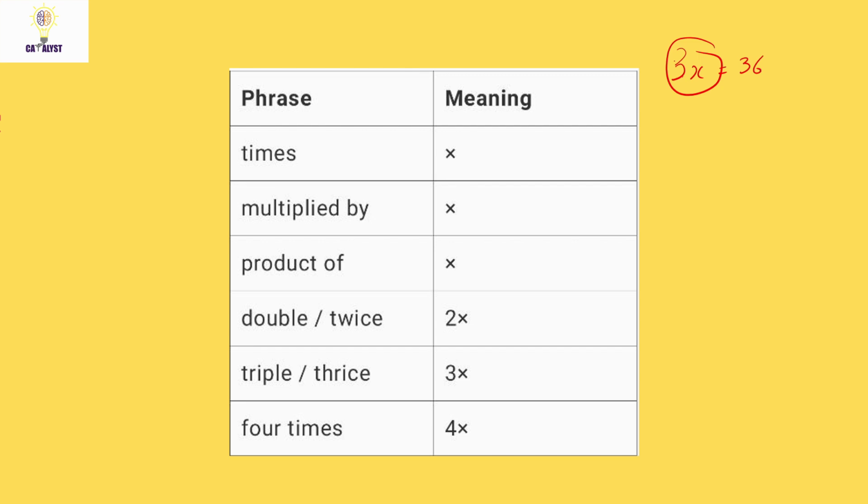Multiplied by, product of 2 numbers is so and so. Double means 2 times you have to do. Twice means 2 times. Triple or thrice means you have to do 3 times. 4 times, 5 times it will be given. Double means 2 into, triple means 3 into.